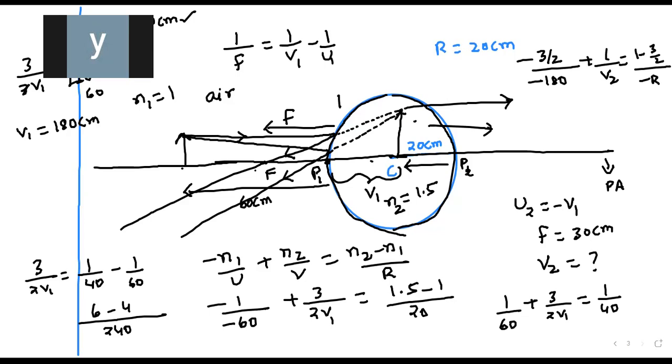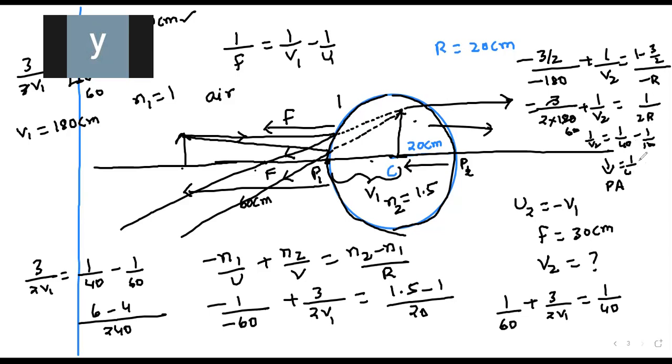So I can write this one as 3 by 2 into 180 plus 1 by V2. 1 minus 3 by 2 means minus 1 by 2, by minus R. So 1 by 2 R. They gave R as 20, now 1 by 40, 60. So 1 by V2 equal to 1 by 40 minus 1 by 120.